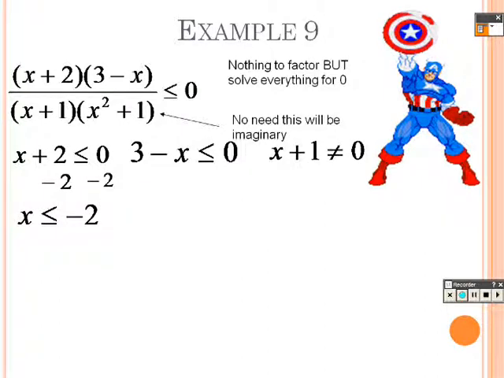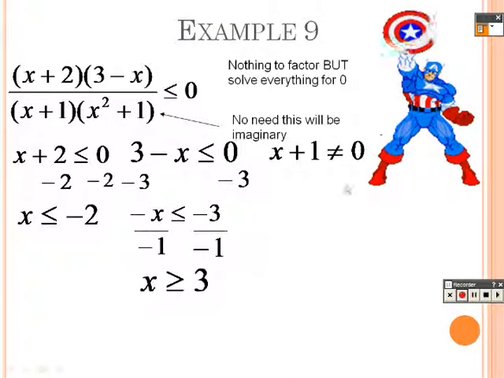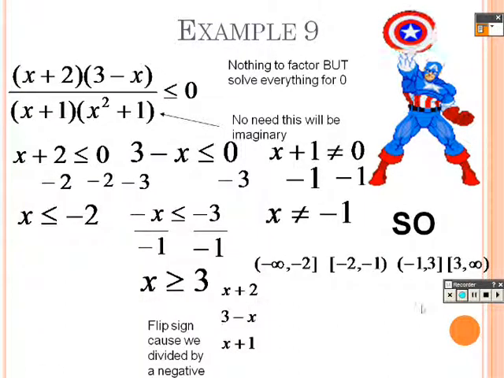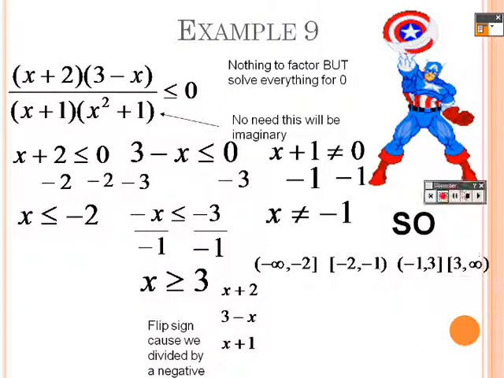So there's no need to worry about, let's see here, when we flip the sign, we get x is greater than 3, and we know that x cannot equal -1. So we know that x has to be less than -2. So anything less than -2 works except for -1. And x is greater than 3. So here's all the little things that we have.